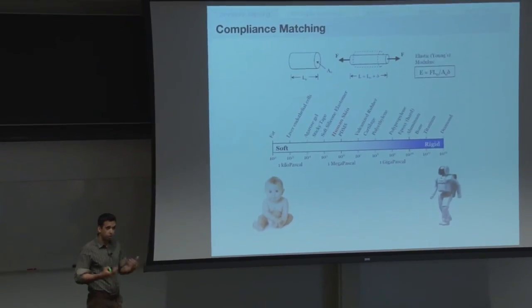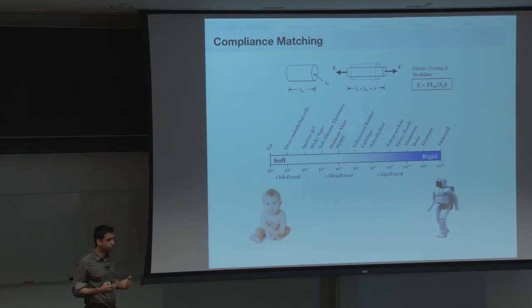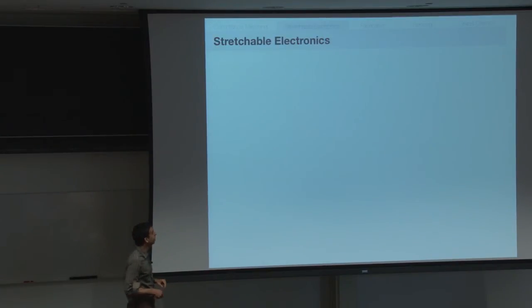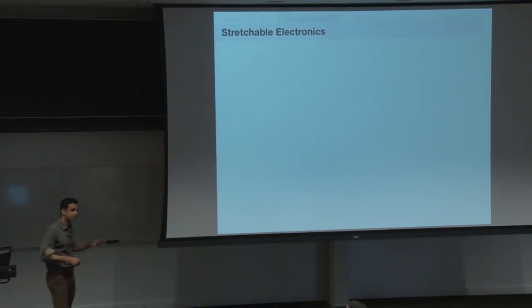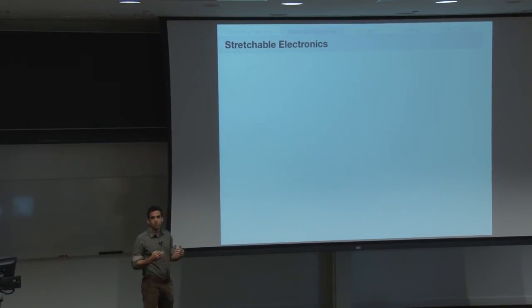And so my argument is that if we want to make our machines and robots more compatible with the human body, safer, more comfortable to wear, and if we want bio-inspired machines and robots that exhibit some of the versatility and multifunctionality we see in nature, we have to seriously re-examine the kinds of materials that we use in engineering. One of the first places we want to start, at least in my group, is in electronics, shifting to new paradigms in stretchable electronics.